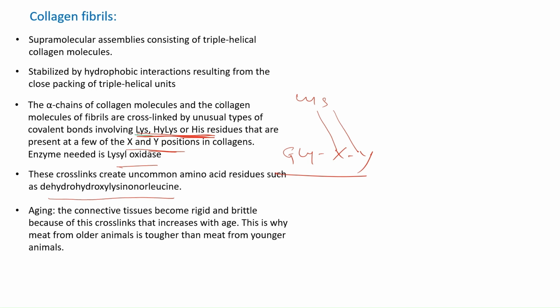Now, what happens during aging? The connective tissues become rigid and brittle because of these crosslinks. All these crosslinks increase as we age. So more and more crosslinks will make the collagen fibrils more and more rigid and brittle. And this is the reason why meat from older animals is tougher than meat from younger animals. Because as it ages, the cross-linking will increase. More and more cross-linking means more rigidity. So as we age, the meat becomes more and more rigid in nature.